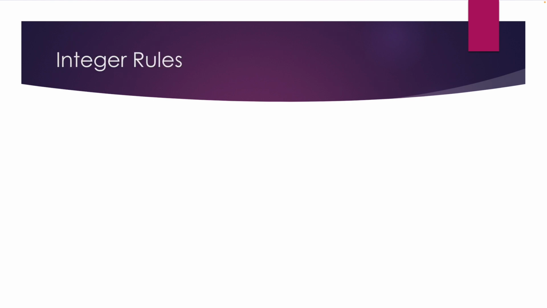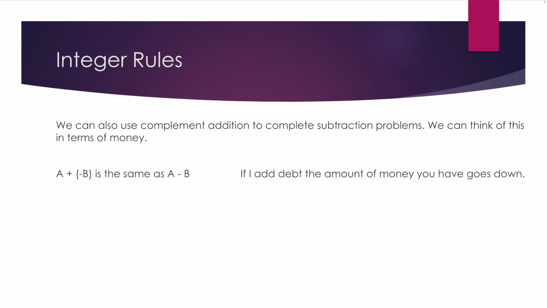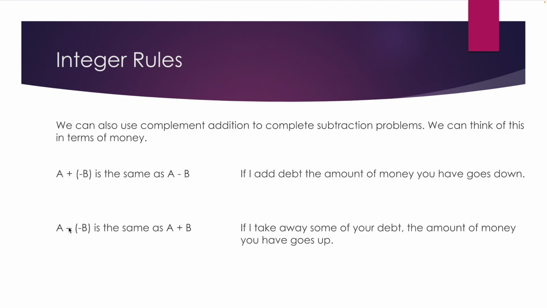Now, if we look at some integer rules, we can also expand this to work with other sorts of additions and subtractions. For example, we can think of this in terms of money. If I have A plus negative B, that's the same as A minus B. So if I add debt, the amount of money I have is going to go down, right? So adding a negative is the same as subtracting. Subtracting a negative is the same as adding. So if I take away debt, then the amount of money you have goes up. Right? And so adding a negative is the same as subtracting. Subtracting a negative is the same as adding.